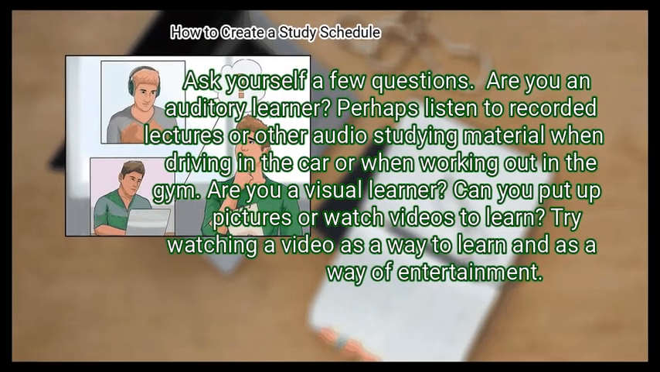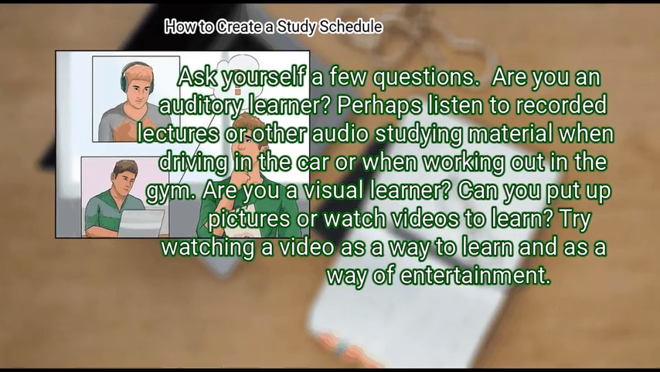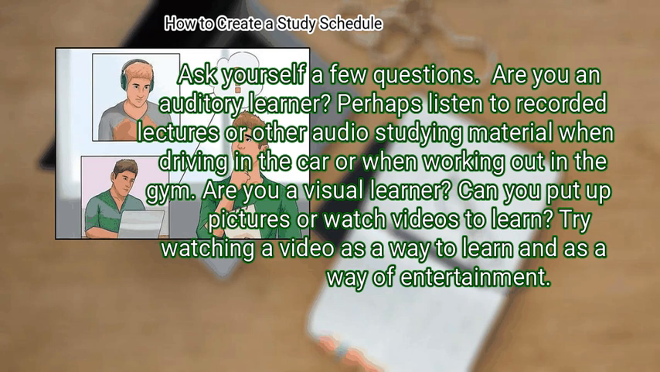Ask yourself a few questions. Are you an auditory learner? Perhaps listen to recorded lectures or other audio studying material when driving in the car or when working out in the gym. Are you a visual learner? Can you put up pictures or watch videos to learn? Try watching a video as a way to learn and as a way of entertainment.